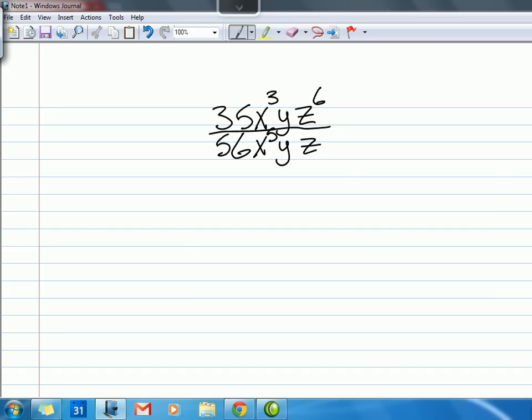Now, to simplify this one right here really doesn't take much. You can expand this out. If you did prime factorization for 35 and 56, you will see that in the top you're going to have 7 times 5 times x times x times x. Well, actually, you know what? I'm going to run out of room. So I don't want to run out of room.